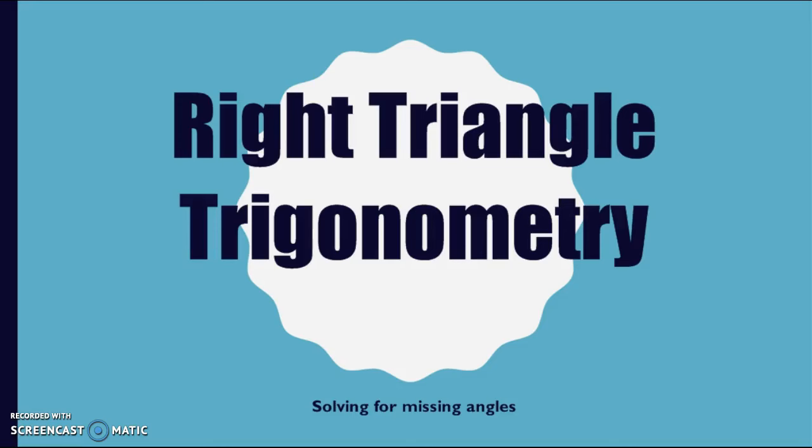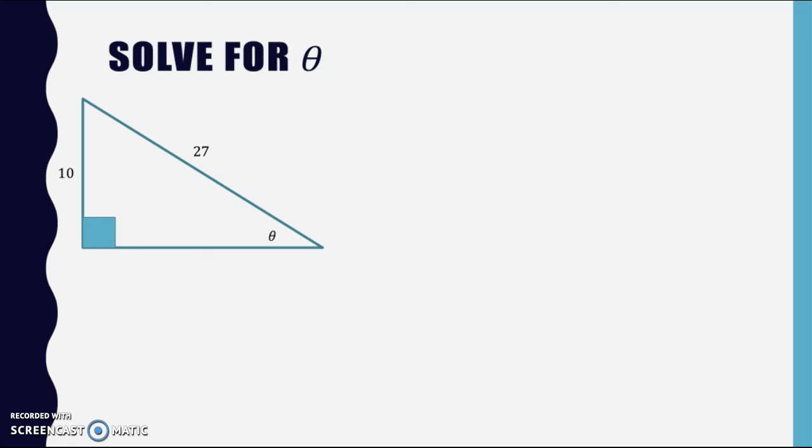For our next video, we're going to continue looking at right triangle trigonometry. But now, instead of solving for missing sides, we're going to solve for missing angles. So for the first one, we're going to solve for theta.